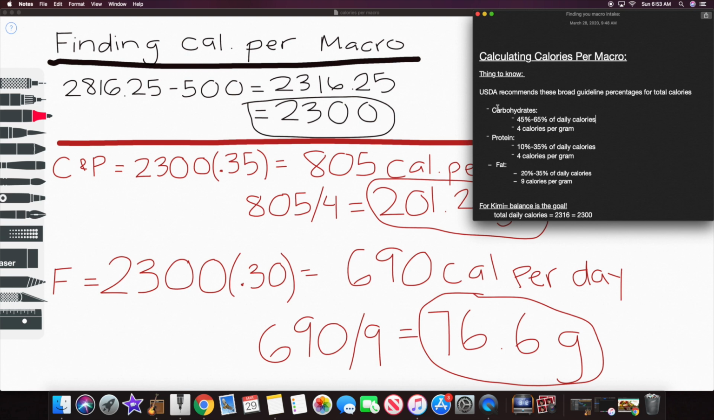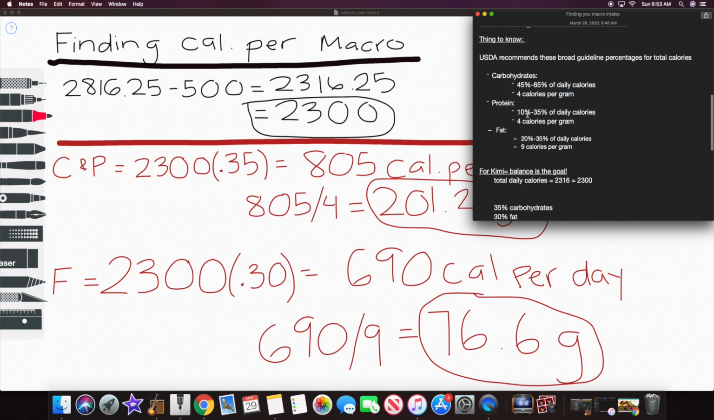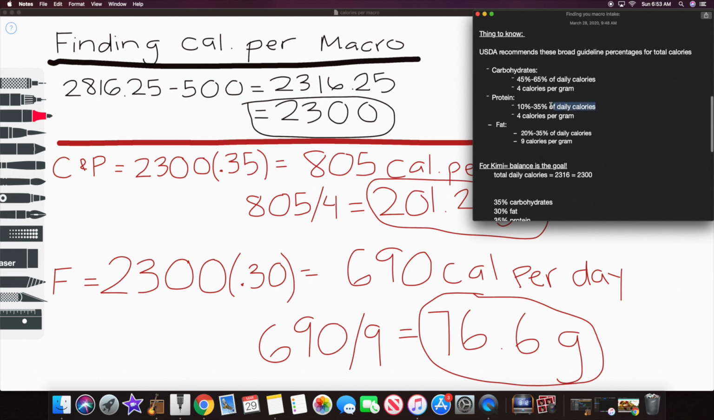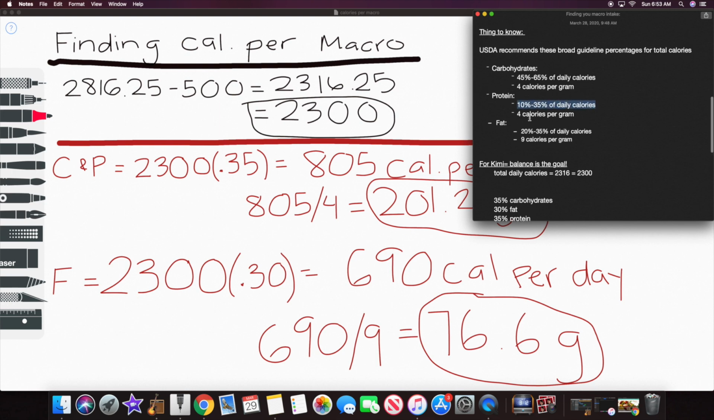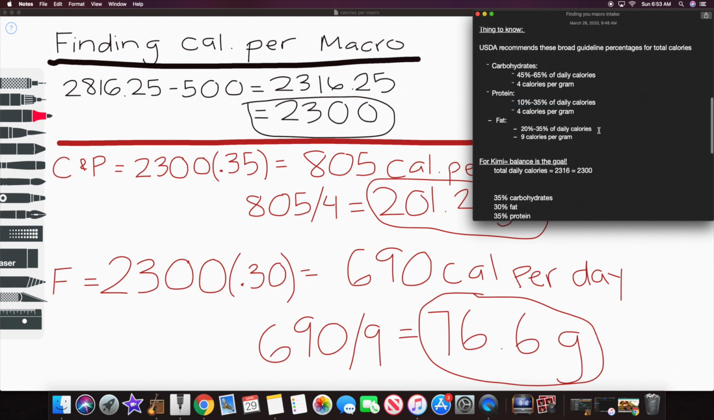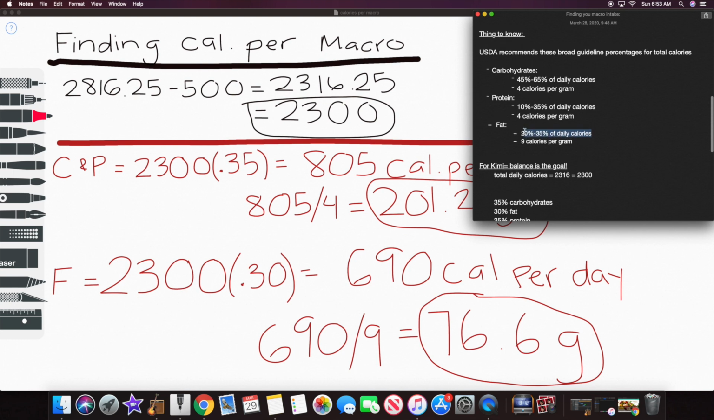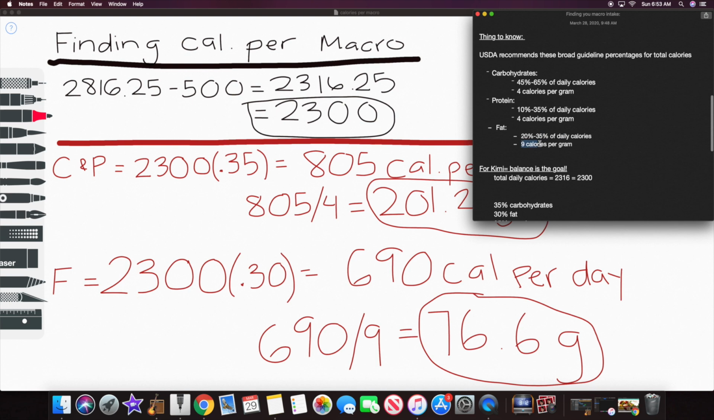Things that we have to know: carbohydrates. They make up 45 to 65% of your daily calories, and per gram, there are 4 calories. Down to proteins, 10% to 35% of your daily calories, also 4 calories per gram. And then fats should be 20 to 35% of calories, and fats are 9 calories per gram, so they're a little bit more calorically dense.